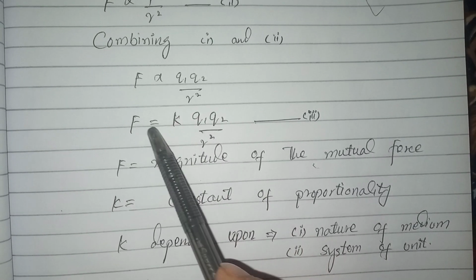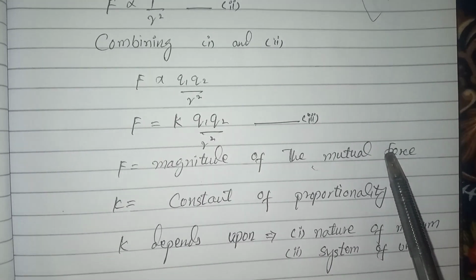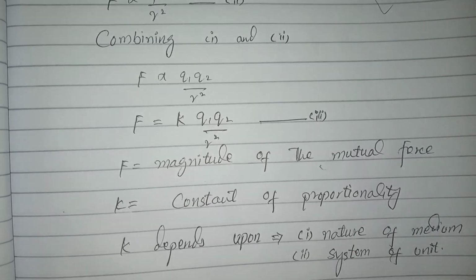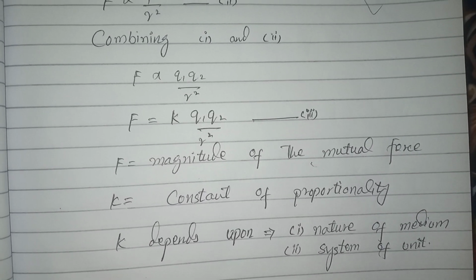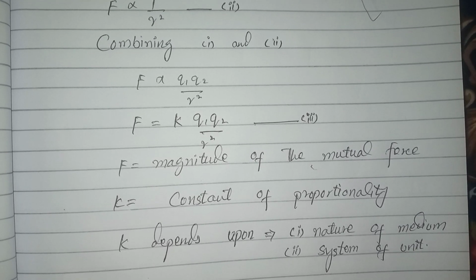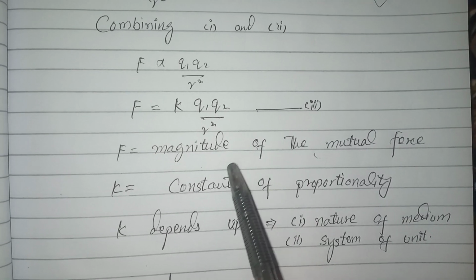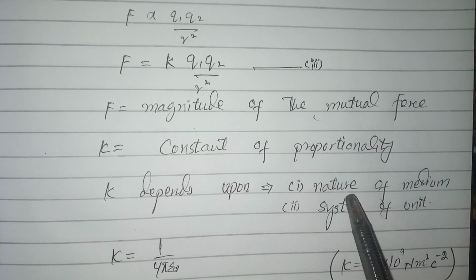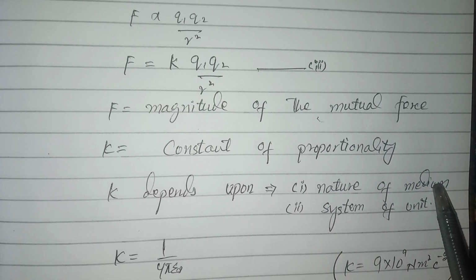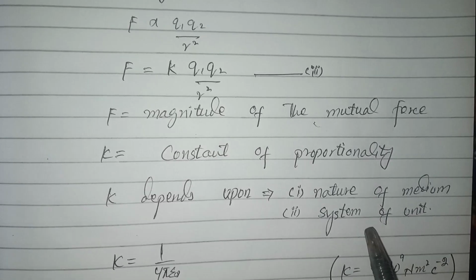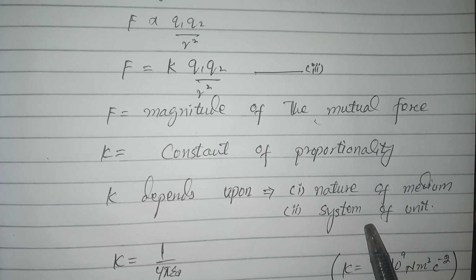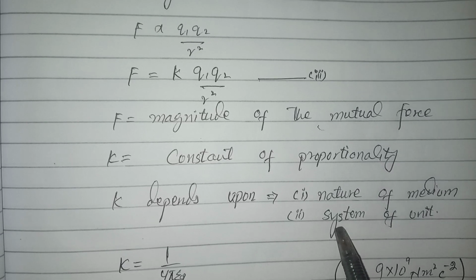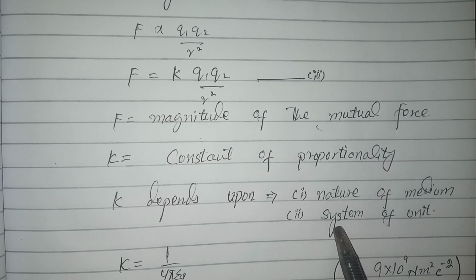Here F is the magnitude of the mutual forces, and this k is the constant of proportionality, and it is known as Coulomb's constant. This k depends on two things: one, the nature of the medium between the two charges, and the system of units in which F, the force, the charge, and the distance are measured.